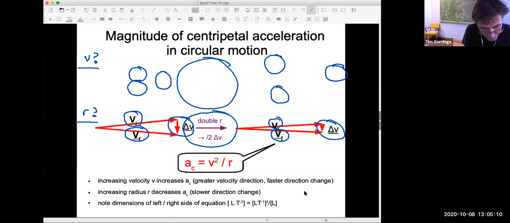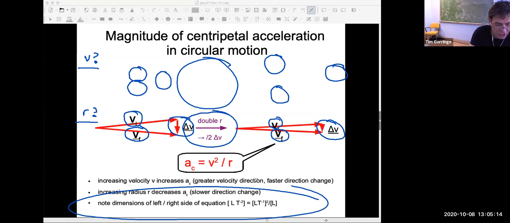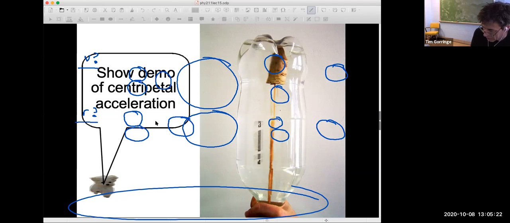We derived an equation here. You can check its units are right if you like. If you want to check its units are correct, I keep doing this.